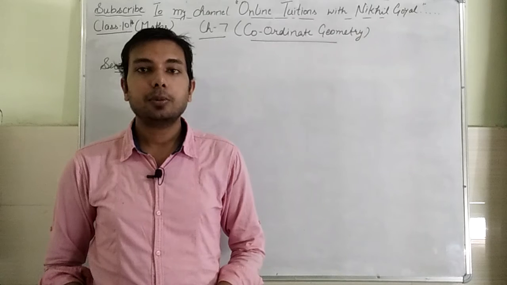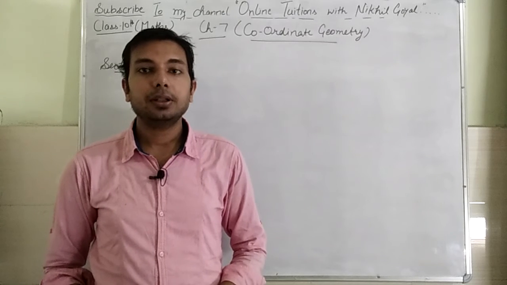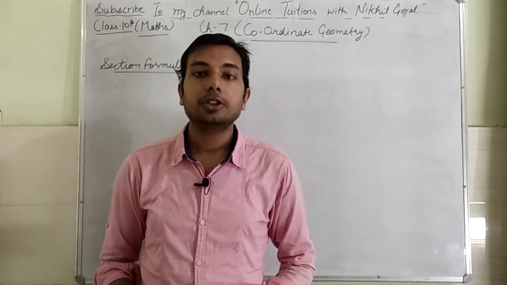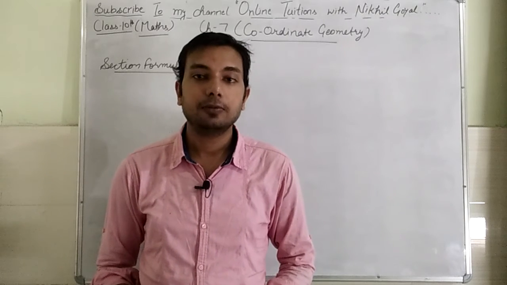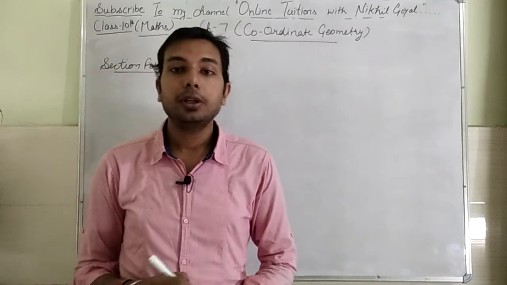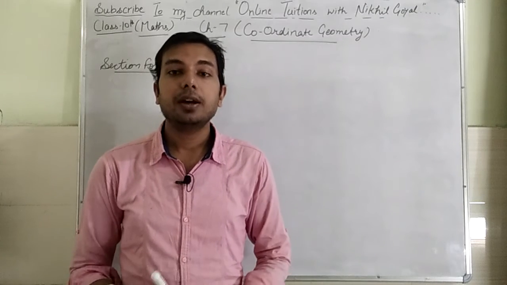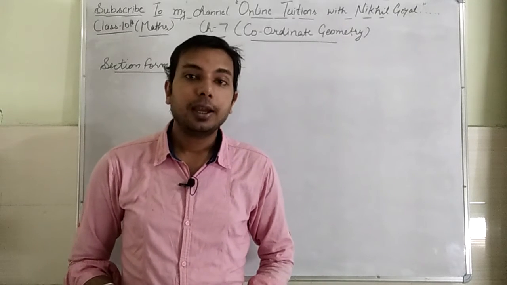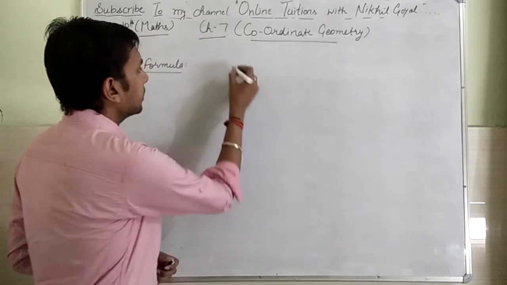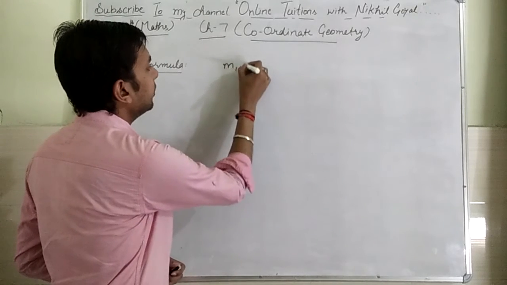Let's start our next topic for class 10th Mathematics, Coordinate Geometry: section formula. So how do we use the section formula, and what is the section formula? Section formula is used when any point or any line divides a given line in a specific ratio. For example, a ratio is given, m1 ratio m2.